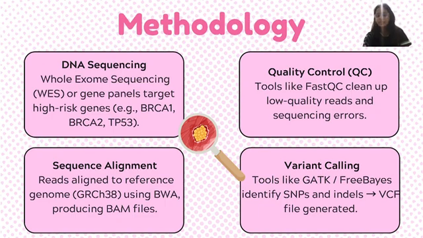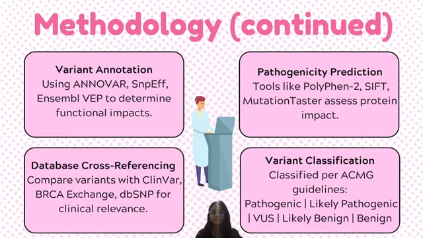After that comes variant calling, using tools like GATK or FreeBayes to identify sequence changes, like SNPs and small insertions or deletions, which are recorded in a VCF file. These variants are then fed into annotation tools such as ANNOVAR, SnpEff, or Ensembl VEP, which provide crucial biological context, such as how a mutation might affect protein function or clinical outcomes. Next, pathogenicity prediction tools like PolyPhen-2, SIFT, and MutationTaster assess whether these changes are likely to cause disease.